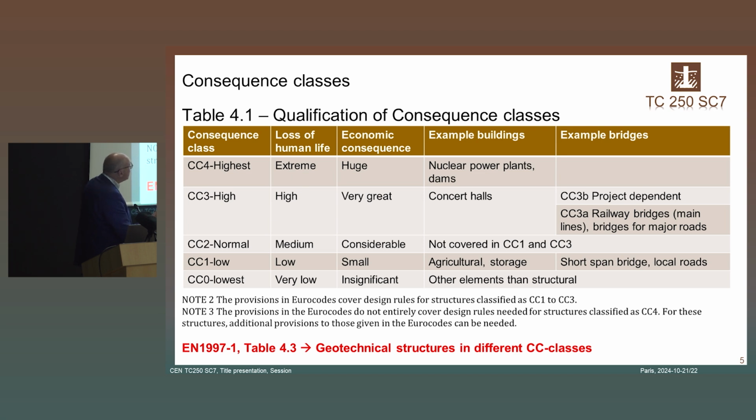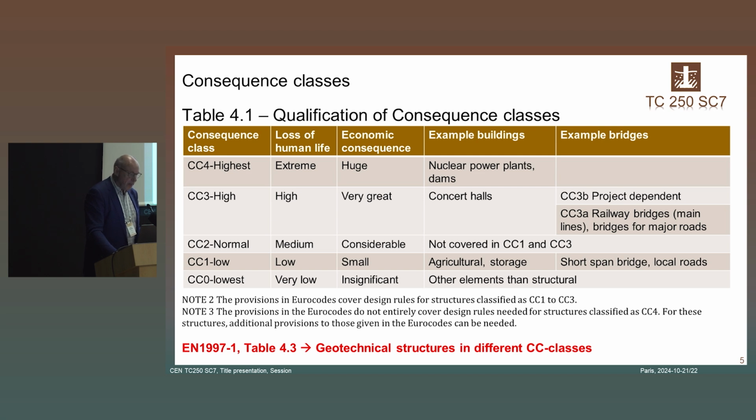And then for the bridges, there is a subclassification of CC3. So there are the big ones, they call it project dependent, and the railway bridges and bridges for major roads are also in CC3, but CC3A, which is a bit lower. The provisions in Eurocodes cover design rules for CC1 to CC3, so there are no rules for CC0 or CC4, but you may use them, though it's not exactly to the level of safety for CC4.